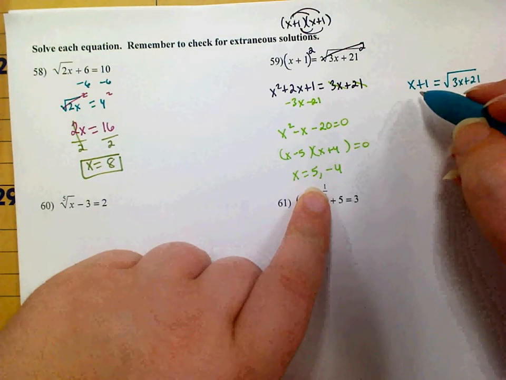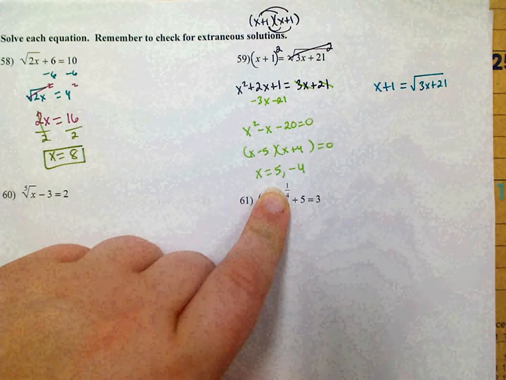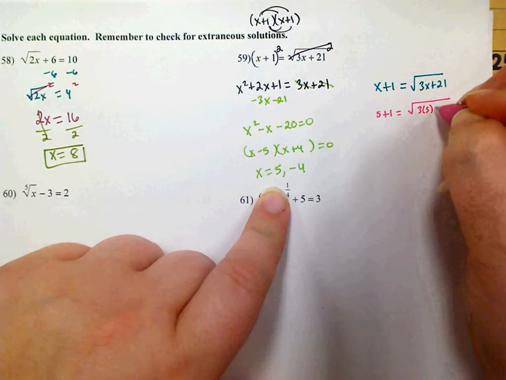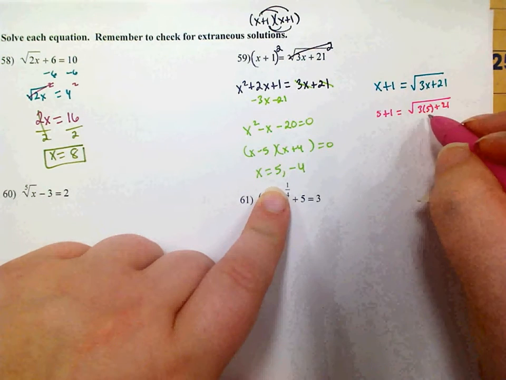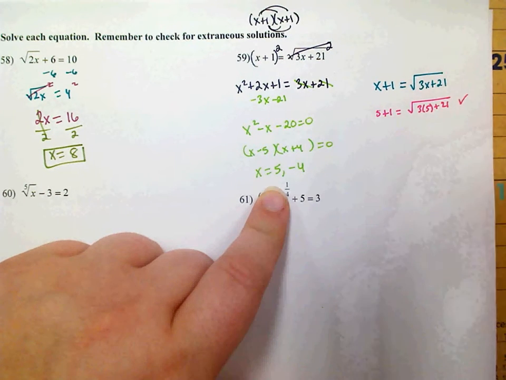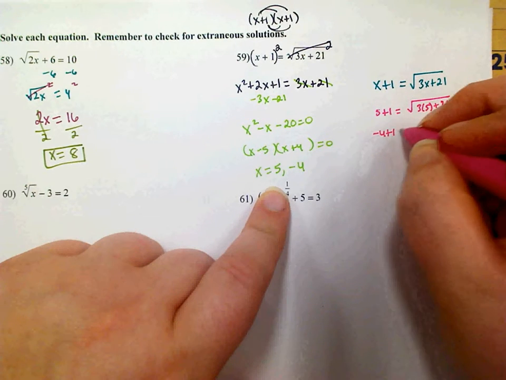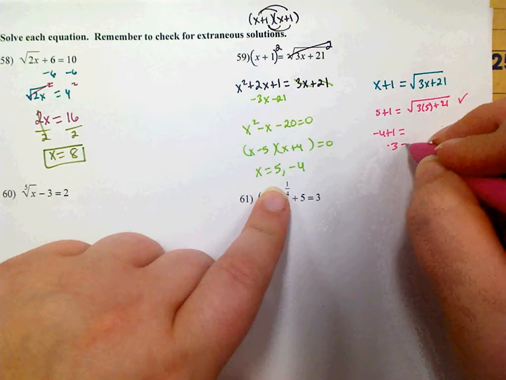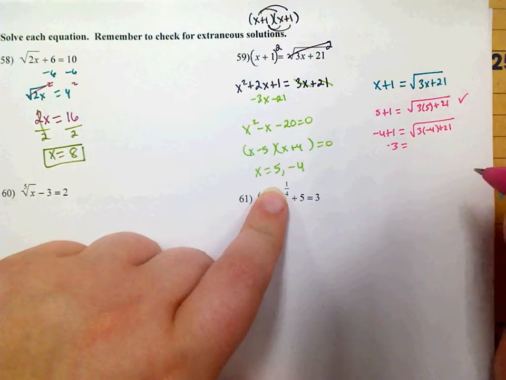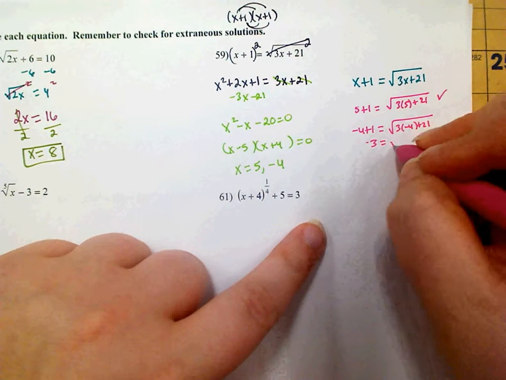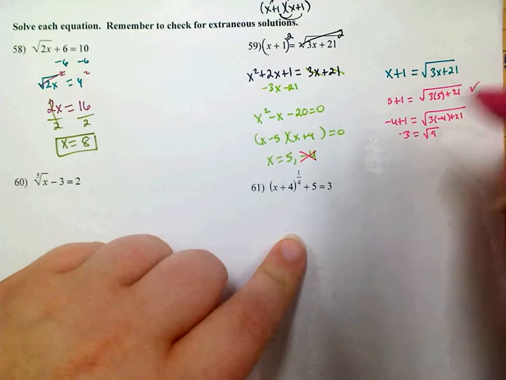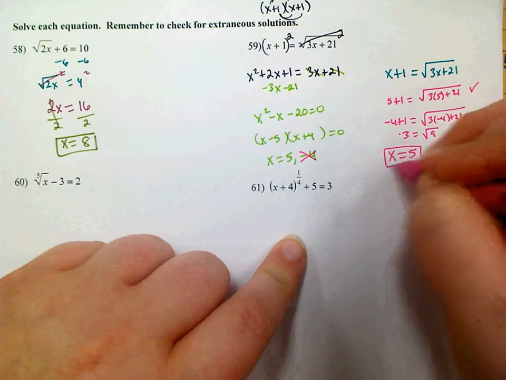So if I plug in a 5, let me do this separately. 5 plus 1 equals the square root of 3 times 5 plus 21. 3 times 5 is 15, and 15 plus 21 is 36, and the square root of 36 is 6. So that one works. But negative 4 plus 1 is a negative number, and a negative number is never going to equal a positive square root. 3 times negative 4 is negative 12, so that's the square root of 9, and the square root of 9 does not equal negative 3. So negative 4 is out. And the final answer is just 5.